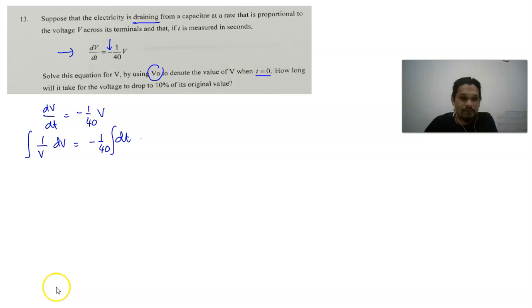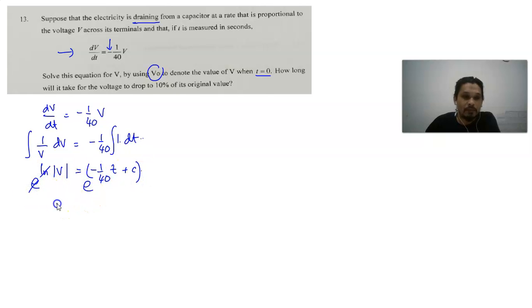So just imagine that this means dt, which is 1, the integral of 1 with respect to t. Okay, the integral of 1 over v is natural log of v, equal to negative 1 over 40 t plus c. And come up with the exponential of e here and also e here. So V equals e to the power of negative 1 over 40 t plus c.